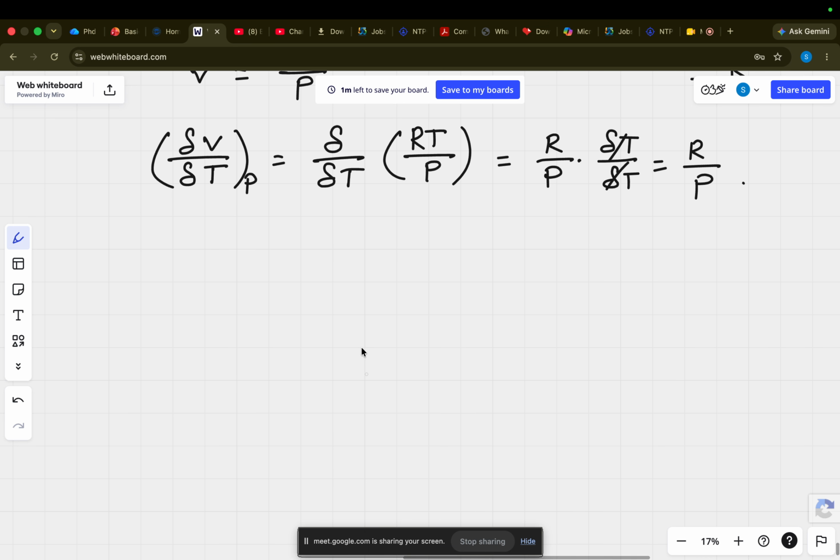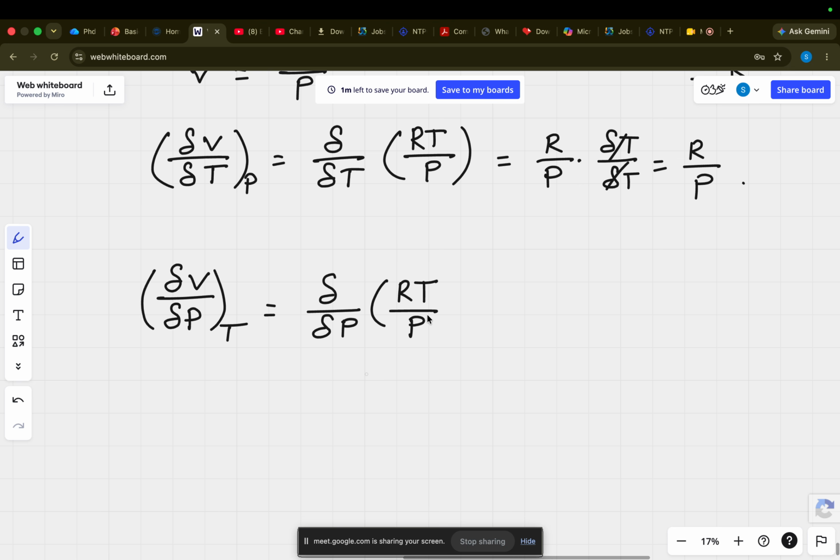Third one: del V by del P at constant T. That means del P of RT by P, right? Here temperature is constant and R is also constant, so RT will come out. Then del P of 1 by P. So what will be the value of this del P of 1 by P?